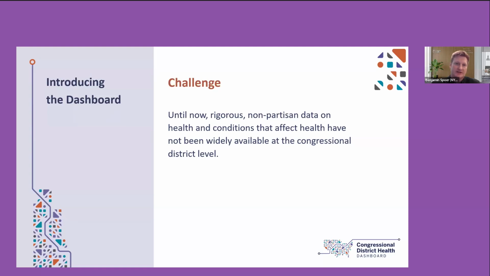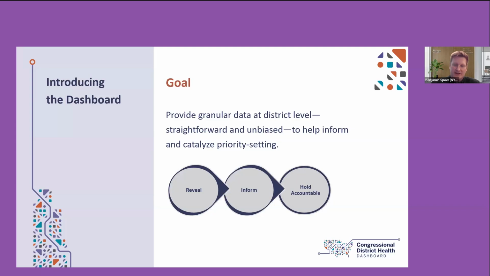Slide, please. So the goal of the dashboard is to provide granular data at the district level in a straightforward and unbiased way to help inform and catalyze priority setting. And you see this quasi-logic model at the bottom of this slide. We want to reveal what's going on with regards to health in congressional districts, use that information to inform, and for some to hold accountable the systems or policies that we hope will result in health improvement. Next slide, please.